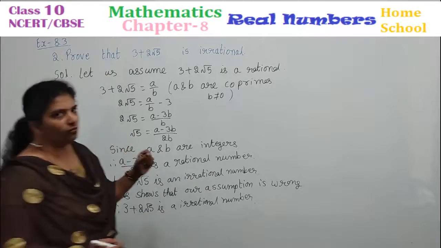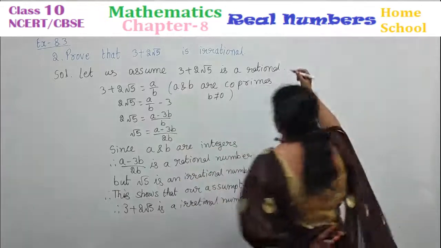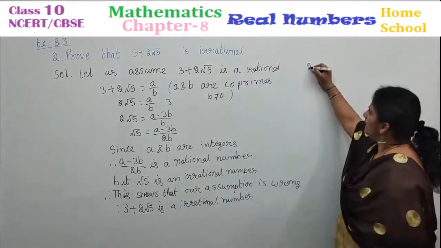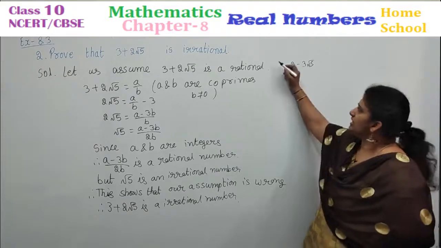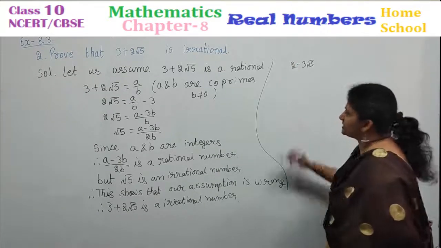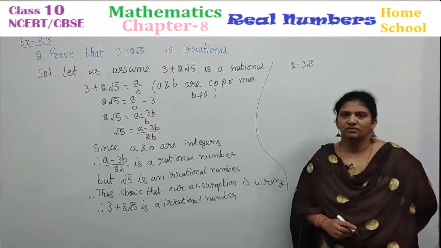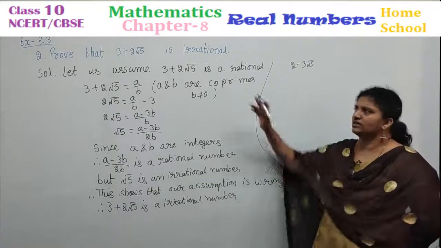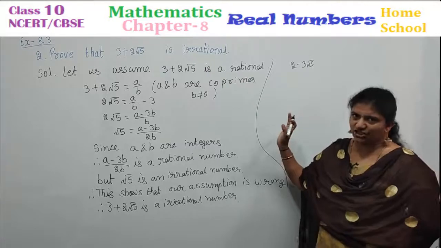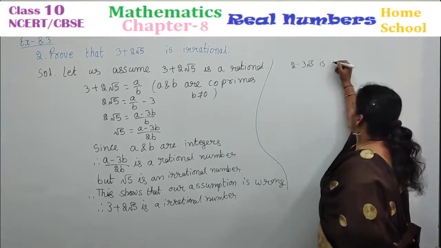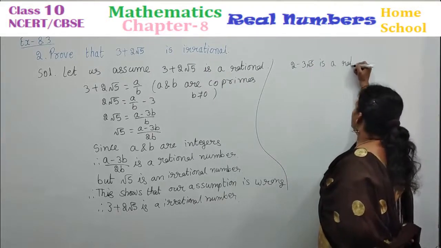Similarly, I am going to give you one more example here, children. Let us take 2 minus 3 root 5. See here, most of the people will make mistakes in this type of problem. Same method, there is no change. Let us assume 2 minus 3 root 5 is a rational. Okay, so let us assume it is a rational.